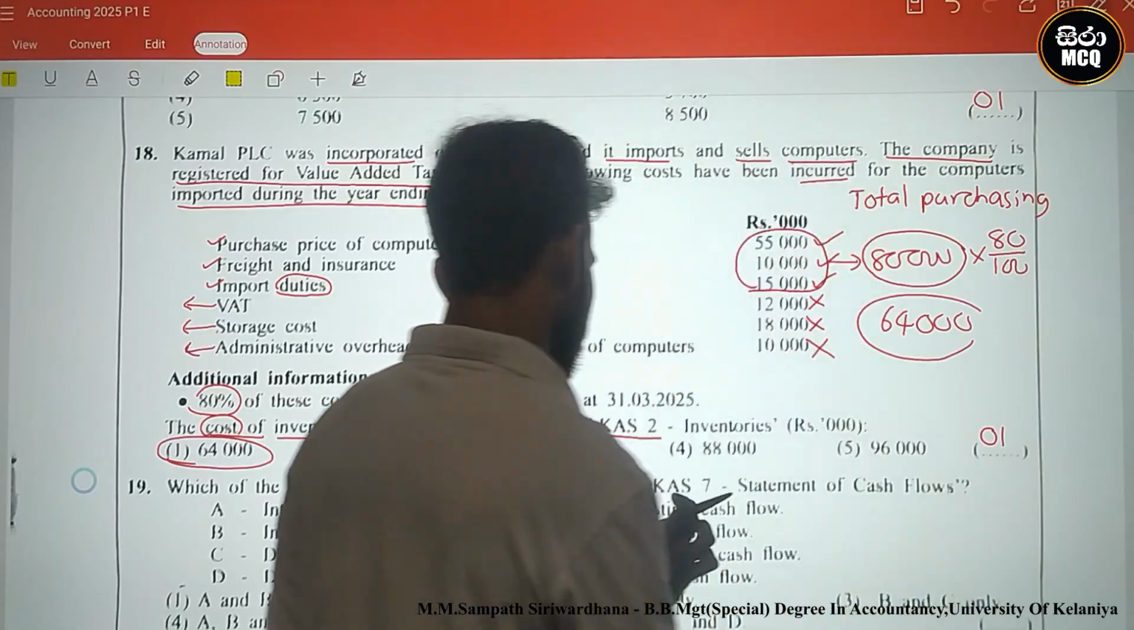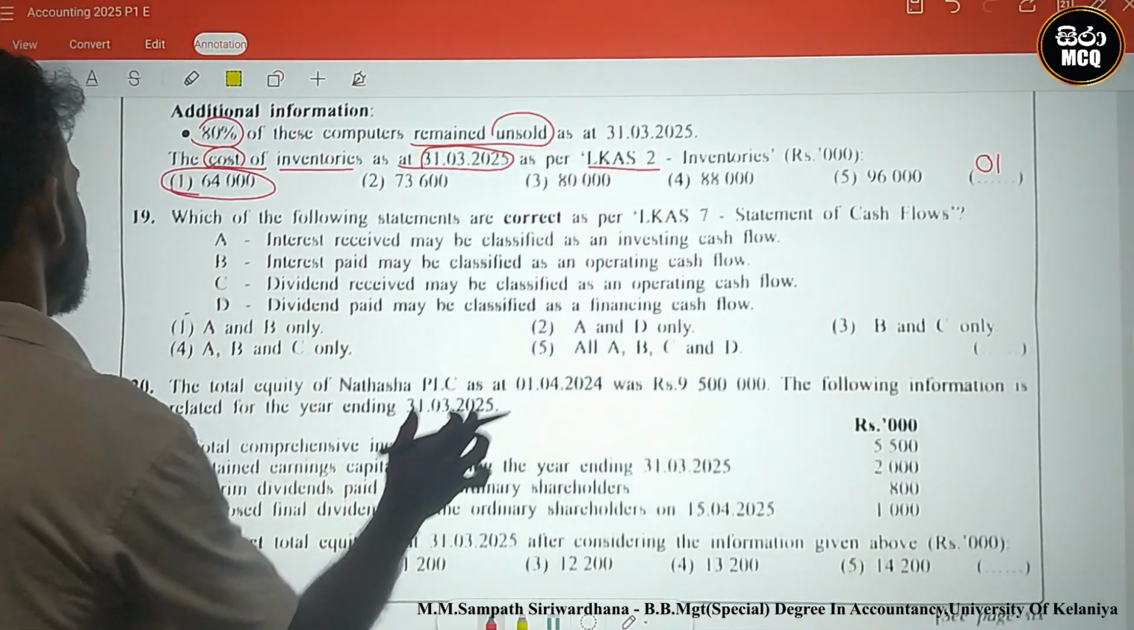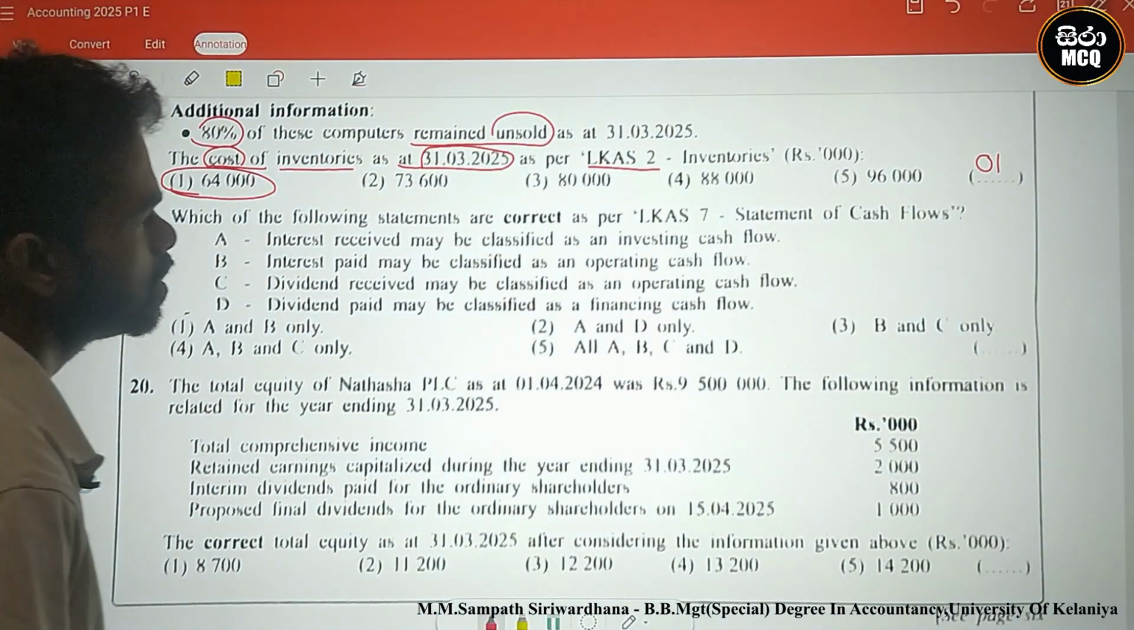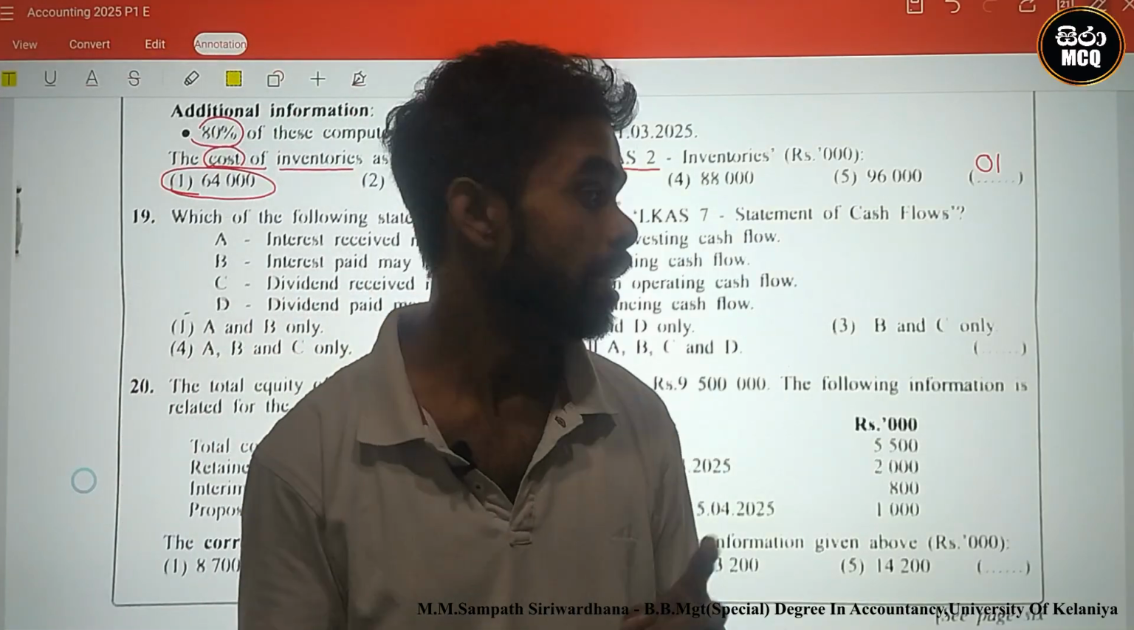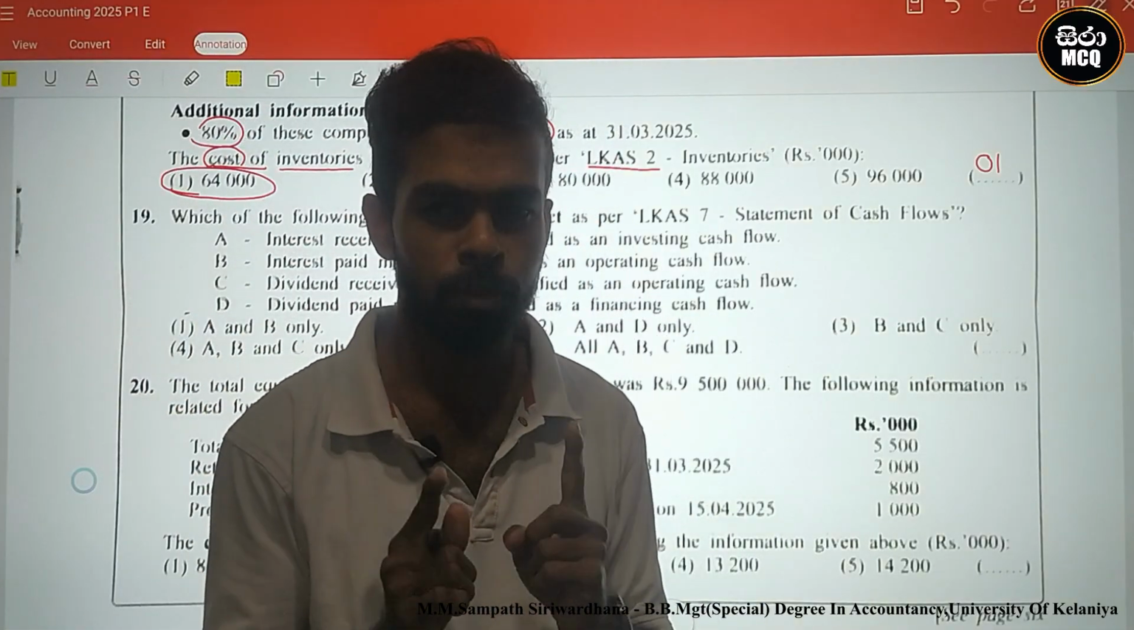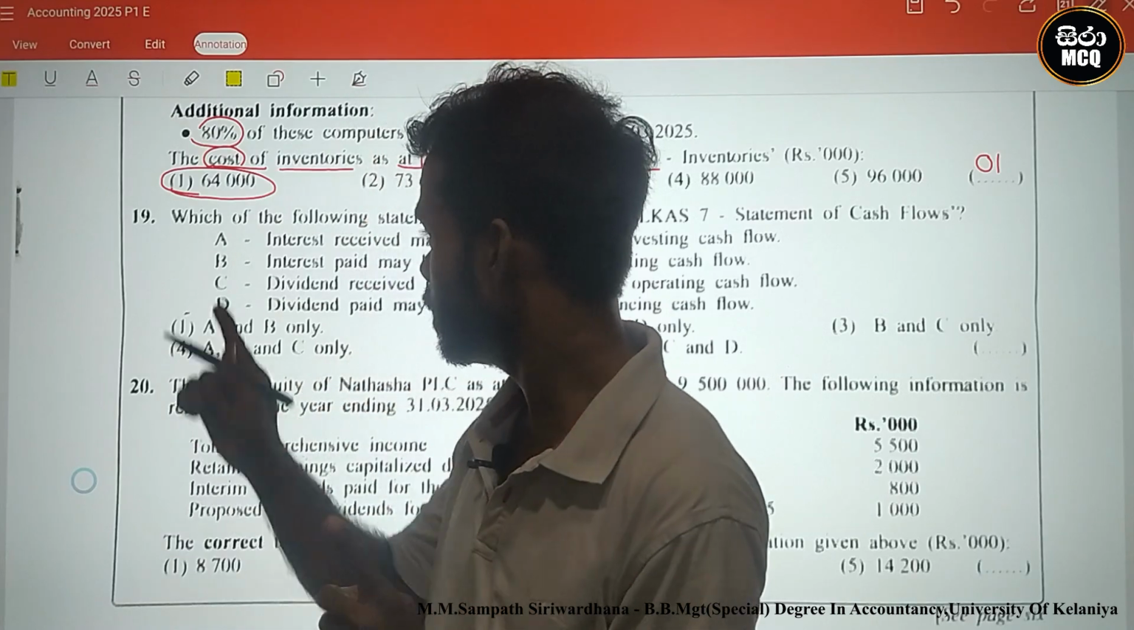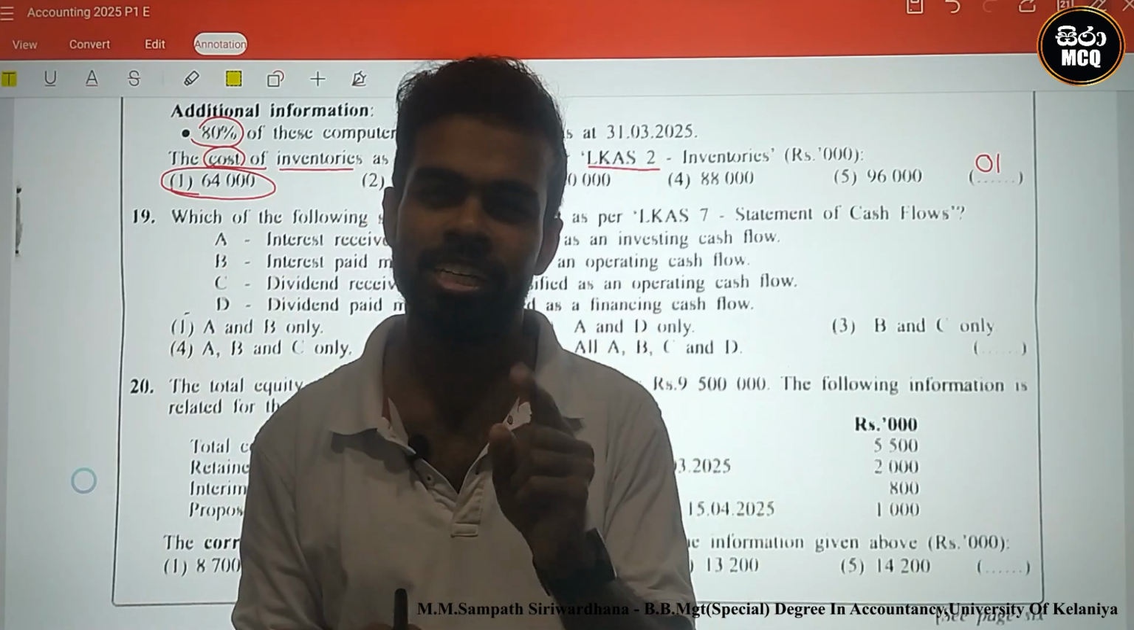The answer is 1. After that, we must identify question number 19. This is the theory part. We can identify it in LKAS 16. Therefore, which question must we meet next? Question number 19 in the next video.